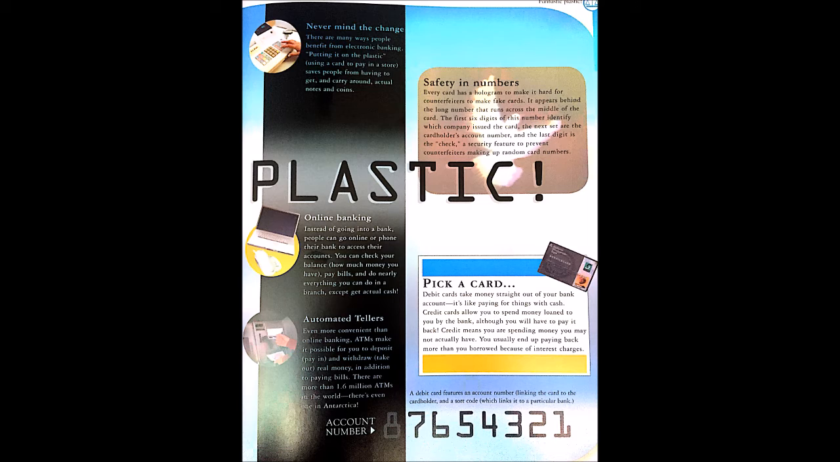All right, I'm going to go ahead and start on the next page. In the black section, there's like a black strip. I'm going to go to the very top. Never mind the change. There are many ways people benefit from electronic money. Putting it on the plastic, using a card to pay in a store, saves people from having to get and carry actual notes and coins.